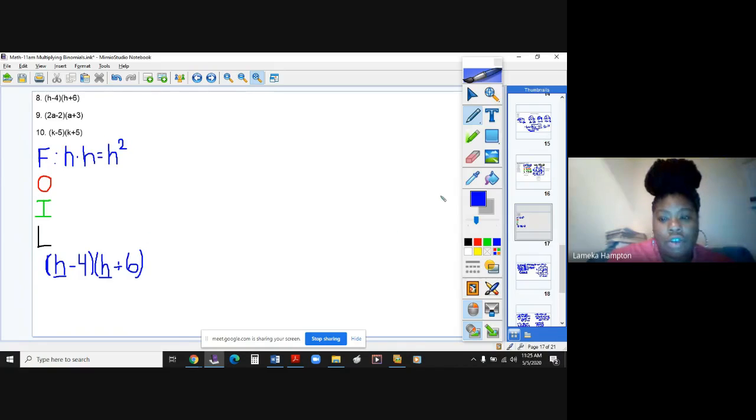Okay, so now I'm going to switch colors and go to my red. My O stands for outer. So now what I'm going to do, outer is represented by the color red. I'm going to underline each term that I am going to multiply. So I have 6 times h, and that gives me 6h.